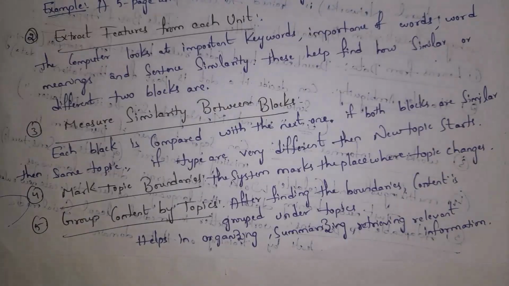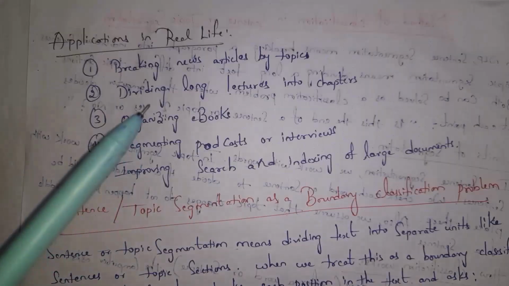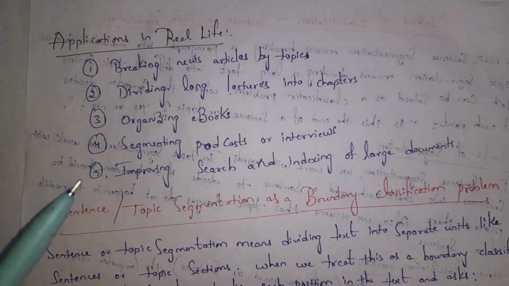So after finding various boundaries, now we can separate the complete document based on topics. If we separate the complete document based on topics, we can find information very easily. We can search information quickly and we can summarize information. That is nothing but finding important information from particular topics. Then these are applications of topic segmentation. That is nothing but where we will use topic segmentation in real life.